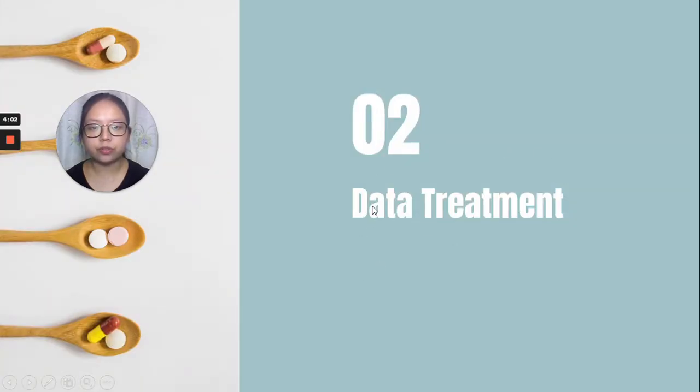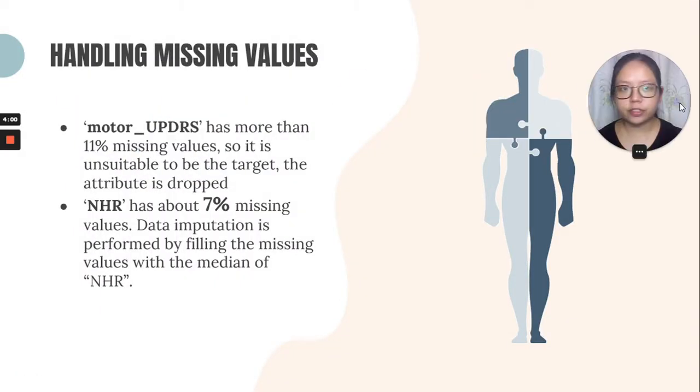And then we treated the data. First, we handled the missing values. For the total UPDRS, there are more than 11% missing values, so we decided to drop them. But for the NHR, only about 7% of them are missing values, so we replaced the missing values with the median of this attribute.